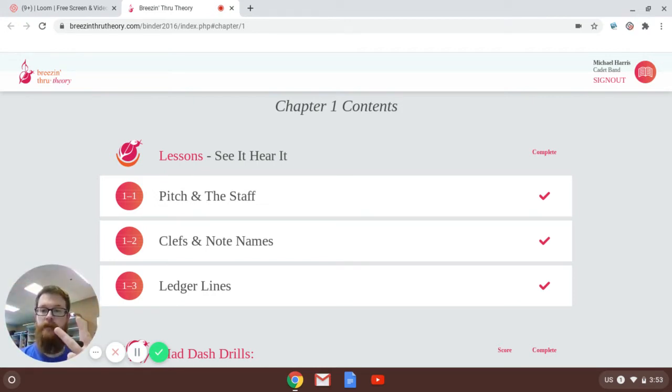With our clefs, we have 2 kinds of clefs. We have what's called a treble clef, generally used for higher instruments, and another clef called the bass clef, generally used for lower instruments. Depending on the clef you have, will tell you which note names live on which lines and spaces. If any of that seemed a little bit odd, go back and review the first 2 lessons.